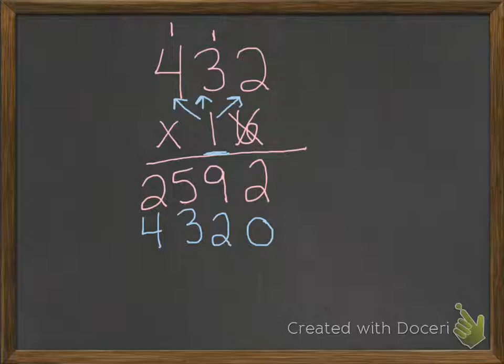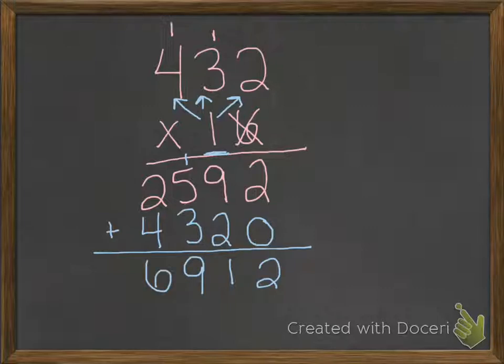Now that we have these numbers, we need to add them together for a final answer. 2 plus 0 is 2. 9 plus 2 is 11. Keep the 1 and regroup. 5 plus 3 is 8, plus 1 more is 9. And 2 plus 4 is 6.